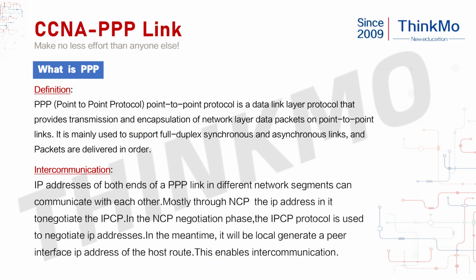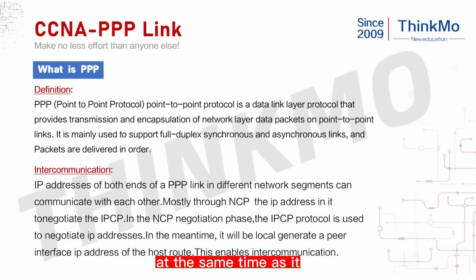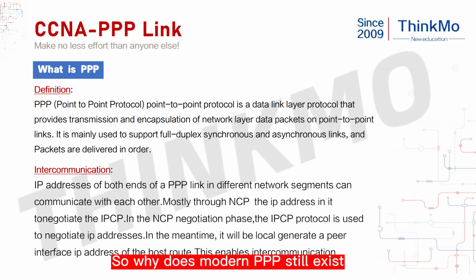First of all, you need to pay attention: it is a link layer protocol. It is mainly used for full duplex synchronous links, for example, the X.25 line or frame relay (FR) environment. Similar to X.25 or frame relay, these early low-speed lines have small bandwidth and have been eliminated. So why does modern PPP still exist?